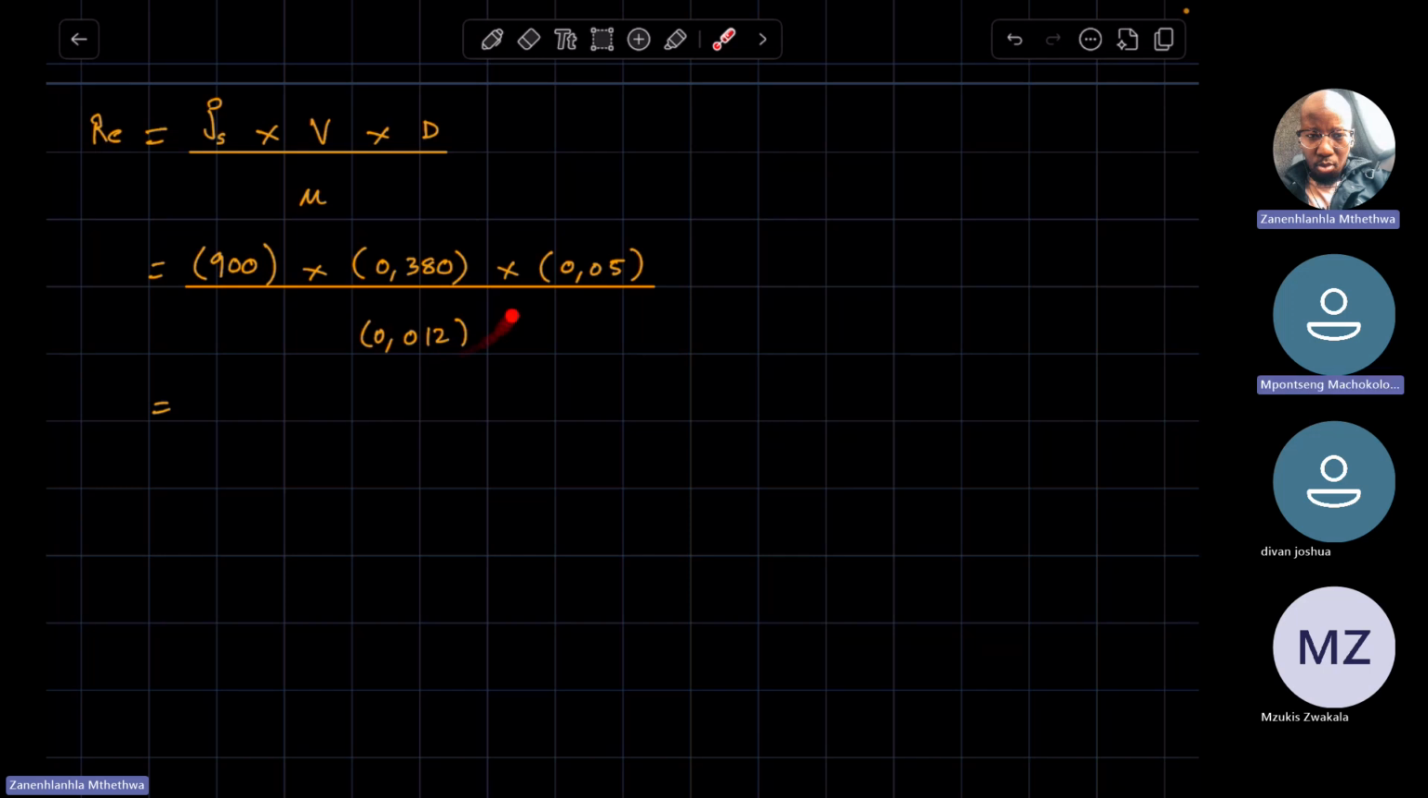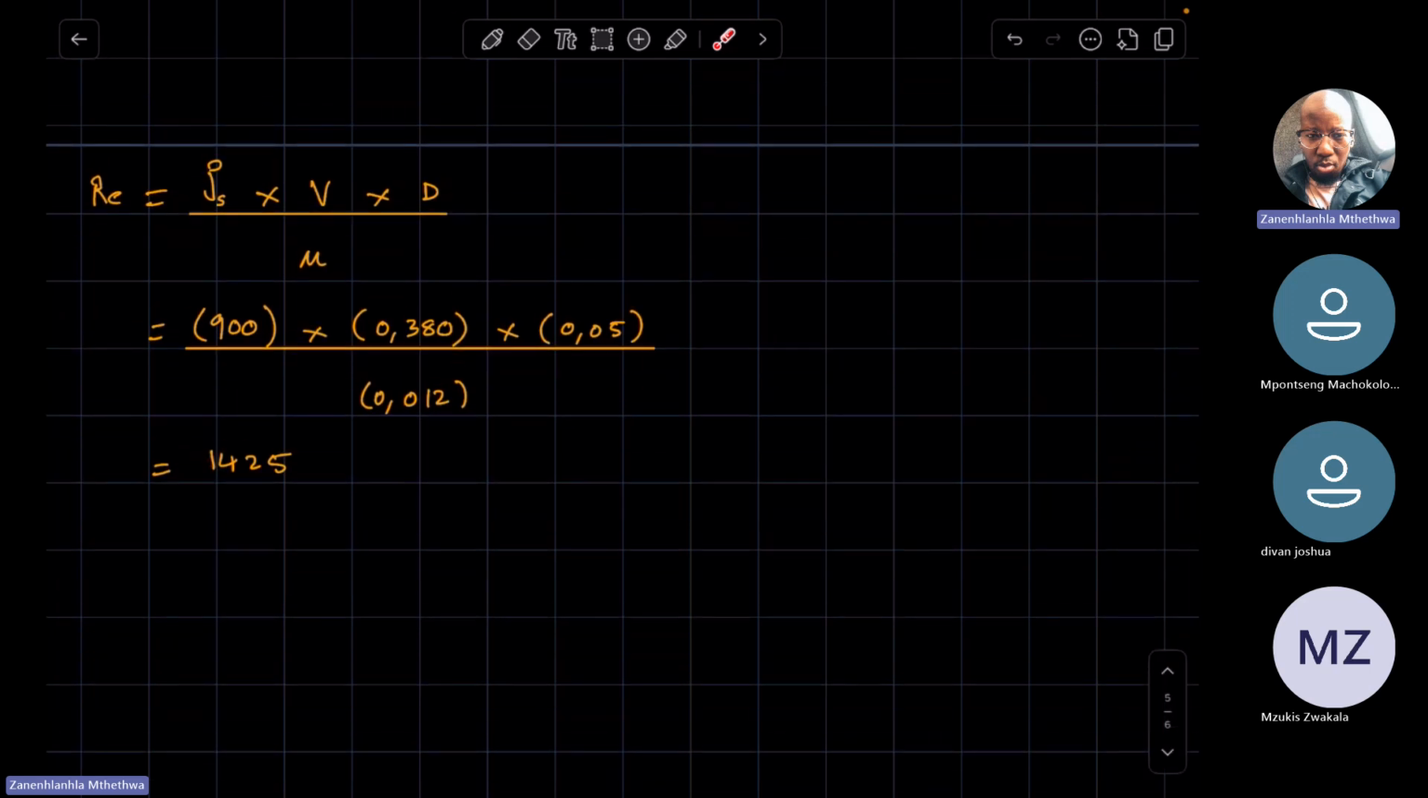The answer is 1,425. Now, if you look here, the 1,425 is definitely less than 2,000, which means the flow is laminar. Now, the nature of the flow of oil will always be laminar because of the oil's viscosity. Always.